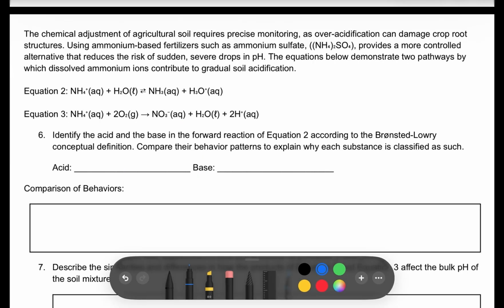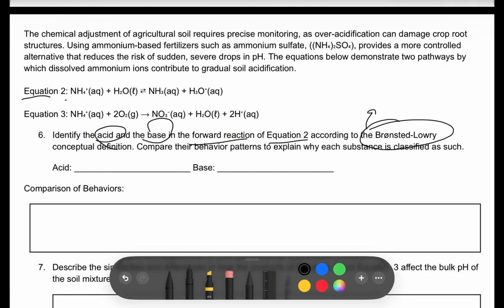Next question. The chemical adjustment of agricultural soil requires precise monitoring, as over-acidification can damage crop root structures. Using ammonium-based fertilizers such as ammonium sulfate provides a more controlled alternative that reduces the risk of sudden severe drops in pH. The equations below demonstrate 2 pathways by which dissolved ammonium ions can contribute to gradual soil acidification. Identify the acid and the base in the forward reaction of equation 2 according to the Bronsted-Lowry conceptual definition.